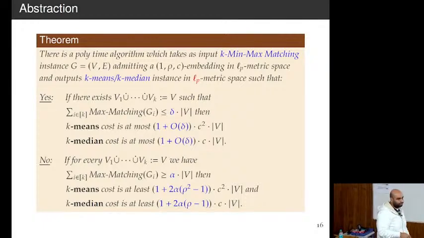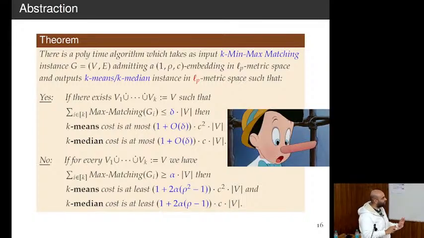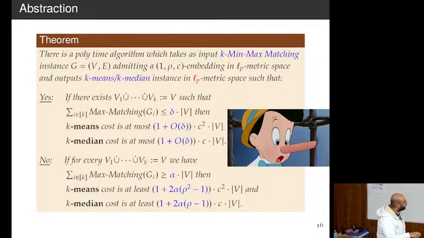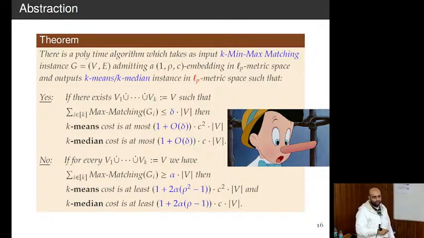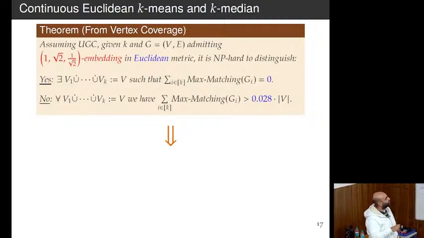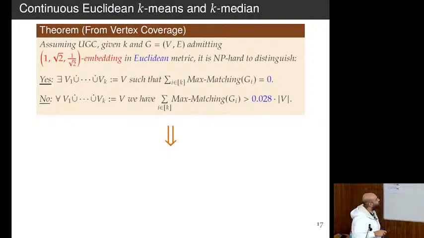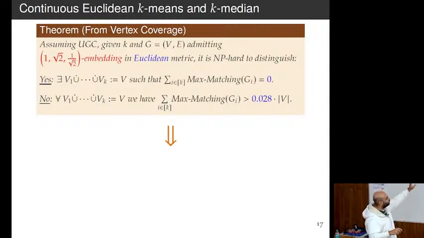Okay, so you can abstract this whole thing, and I'm definitely lying, because there are more parameters that come in here, but this is like a simplified version to take away. And assuming this, let's try to show things for Euclidean k-means and Euclidean k-median. Okay, so I claim that assuming the unique games, so this is just a warm-up thing, this is not a final thing. Assuming unique games, you can look at the vertex cover problem. From that you can deduce this statement.